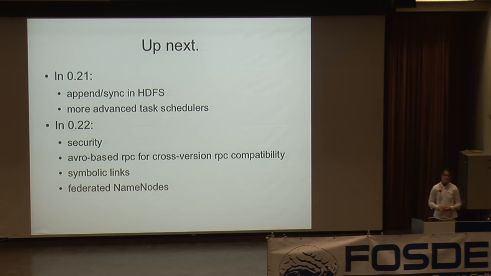In 0.22, there will be more security. Currently, there are user rights, but there is no real hard security on data on the cluster. So the basic assumption is it runs in your data center and there it's safe. There will be Avro-based RPC, so that RPC is compatible across Hadoop versions. Anyone ever heard of Avro? Hey, great. Avro basically is an RPC and serialization library that is a sub-project of Hadoop and written by Doug. There will be symbolic links, and there will be federated name nodes, no more single name node.